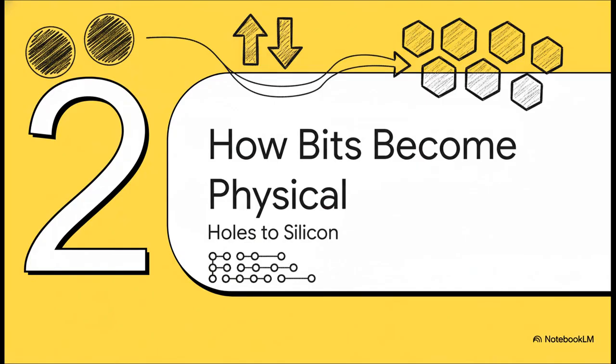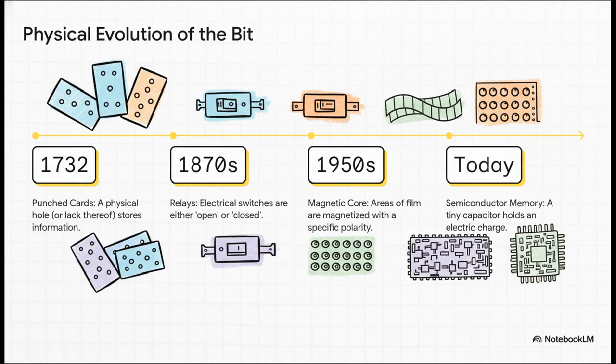Okay, so the idea of a 1 or a 0 is simple enough in theory, but how does it actually exist in the real world? How do you make a bit? Let's take a look at how this abstract idea takes on a physical form inside our gadgets. And wow, the way we've stored these bits has evolved like crazy over time. We started with purely mechanical things, like the old punched cards used in looms, where a hole meant on and no hole meant off. Super simple. From there, we moved to electrical relays, then to magnetic cores, and now we're down to these microscopic silicon transistors, where the presence or absence of a tiny little electric charge represents that exact same simple bit.